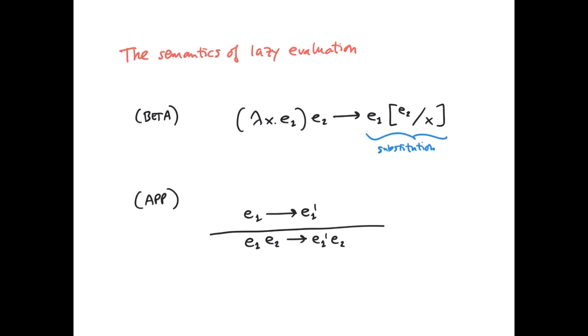So taken together, these rules will ensure that we never evaluate the argument of a functional application. We never evaluate the actual parameter. All we do, whenever e1 is an abstraction, is substitute e2 into the body of the function lambda x e1. You may recall that what we have here is actually what's known as normal order reduction.